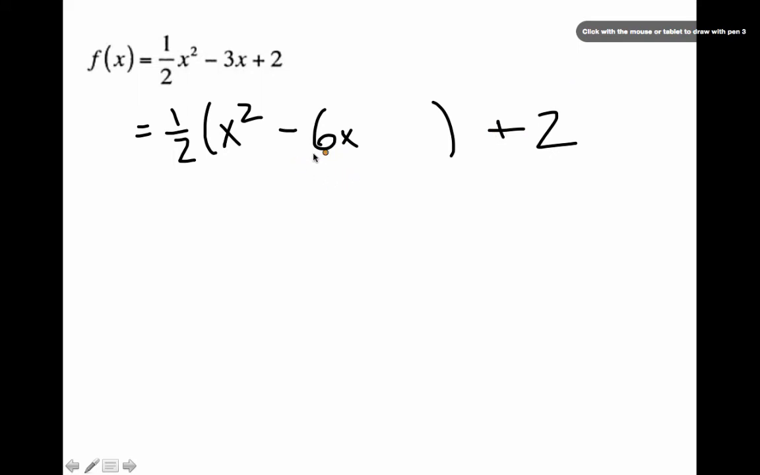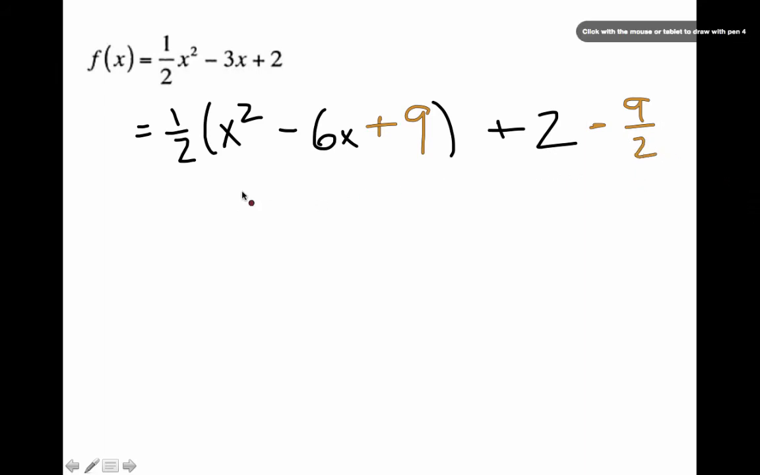I take half of 6. Half of 6 is 3, and I add a 9 here. Here's the hardest part. I didn't really add 9. I added 9 times a half. So if I'm going to add 9 times a half, I better subtract 9 times a half.